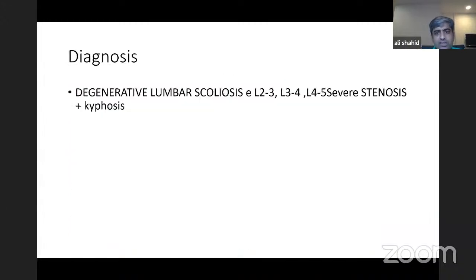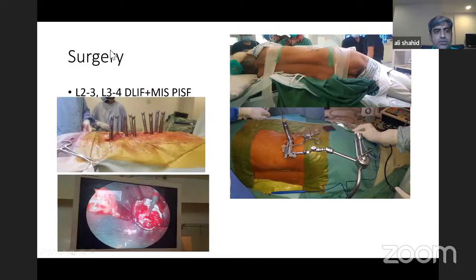So I'll move on. We did L2-3, L3-4 DLIF with MIS percutaneous screw fixation, with indirect decompression by the distraction at L4-5 and at L2-3 and L3-4. This is the pictorial view.